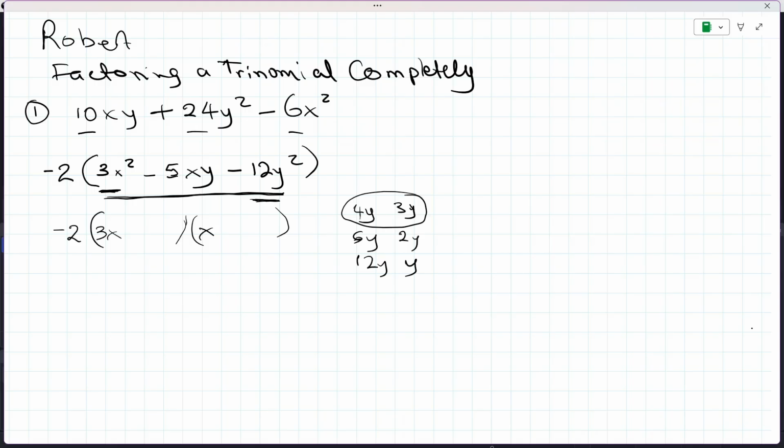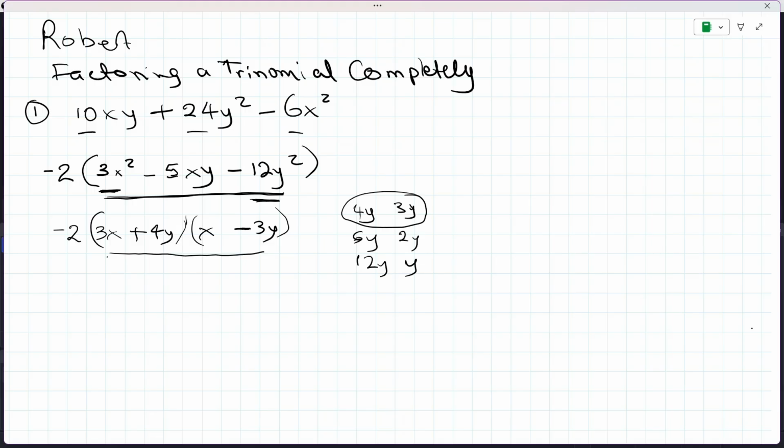So let's suppose we have 4y placed here. Certainly, 3y will be placed here. But remember, we have a negative value here for our 12y squared. So one of these has to be negative. Now, if one is negative, the other one must be positive, because 4y times minus 3y should give us what we want here. And then we go ahead to try this out and see what we get.